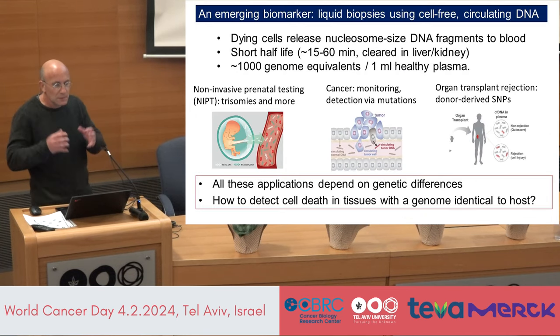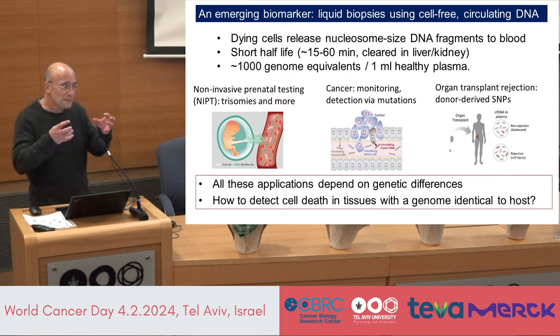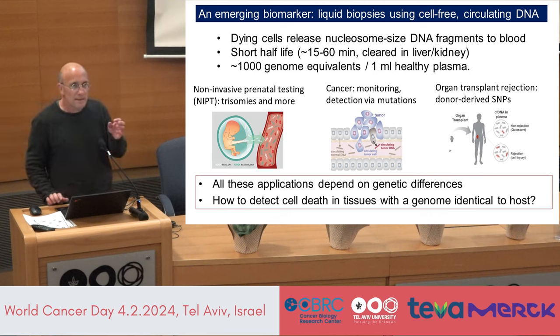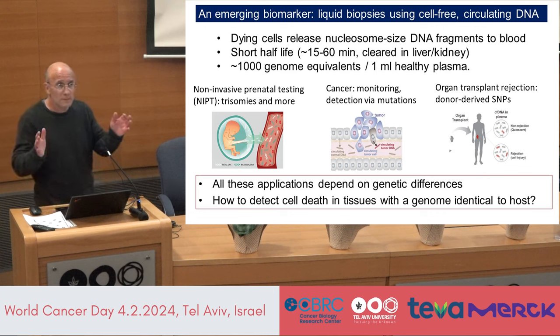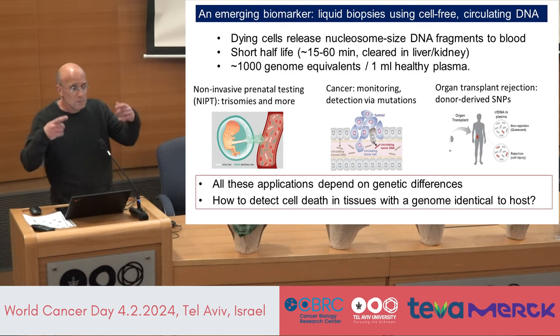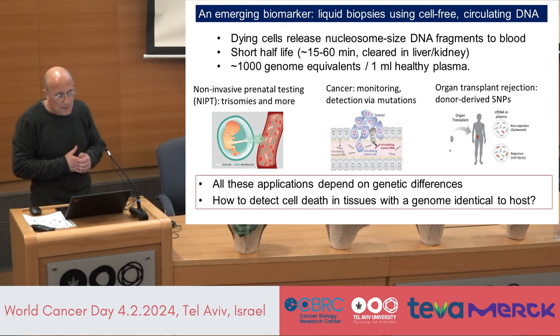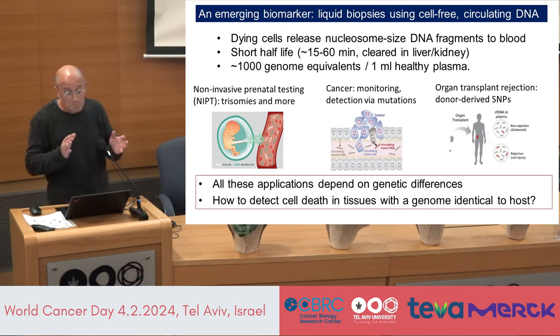We're talking about this concept of liquid biopsies, a technology that allows us to use cell-free circulating DNA. What is that? We know for many, many decades that when cells die, in some cases, they release short fragments of cell-free DNA, nucleosome size. Actually, it's not cell-free DNA, it's cell-free chromatin, because the DNA is wrapped around histones. And this is released to blood. Those fragments have a very short half-life, probably between 15 and 60 minutes, and then they are cleared probably in the liver and kidney. There's much that we don't know there, but they're present in plasma in low amounts.